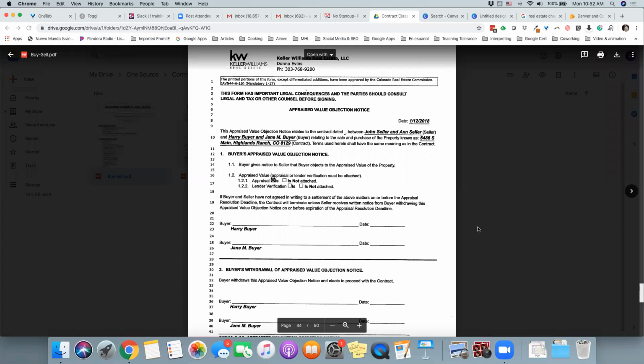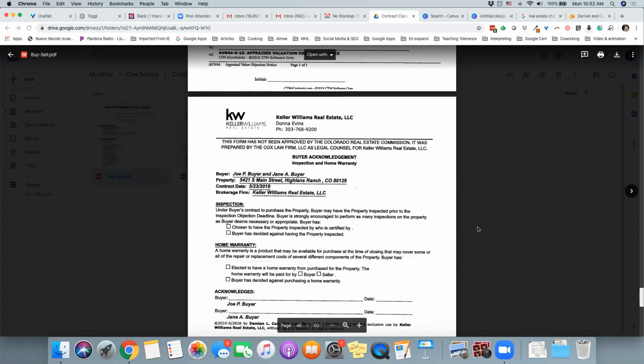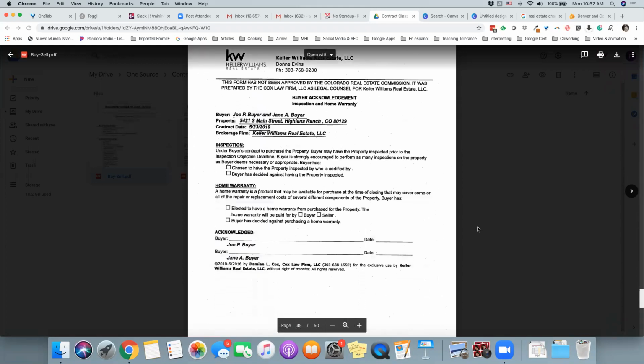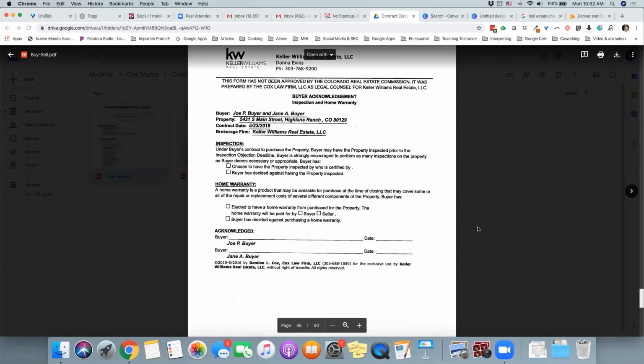The next one is called a buyer acknowledgement in inspection and home warranty. This document is used, and I would use it when your buyer says, hey, I don't want an inspection, I don't want an appraisal because I'm paying cash, or I don't want a warranty for something.